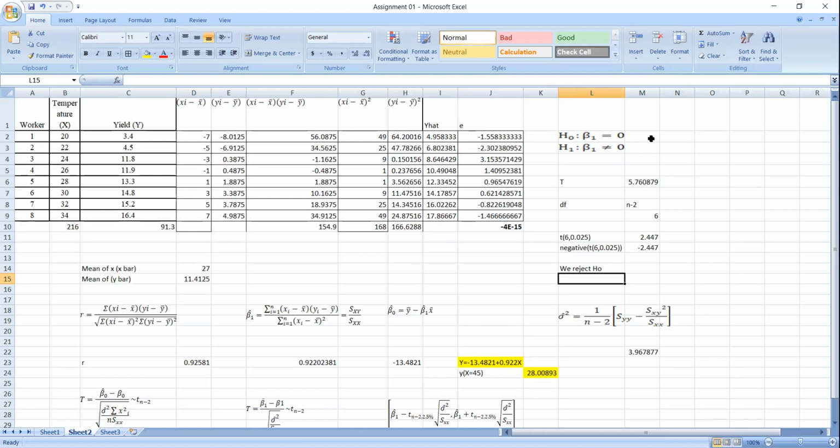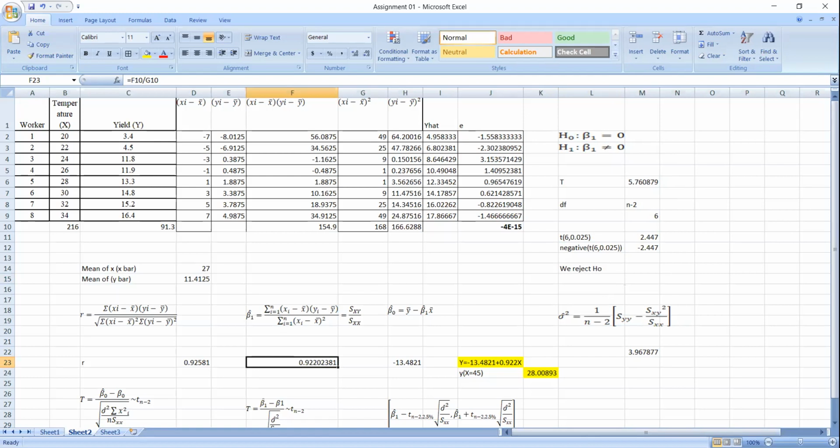So if we reject H naught, that is, we reject beta 1 is equal to 0. In other words, we can conclude that beta 1 is not equal to 0. That is, in other words, what we have fitted, what we have estimated for the slope is true. It's accurate because there exists a value for beta 1. So the same thing we can do in order to test beta naught as well.